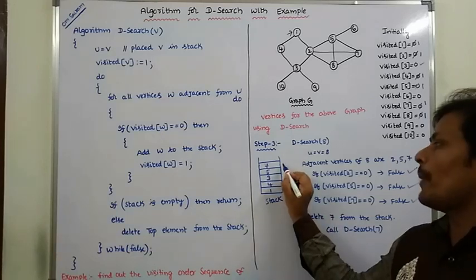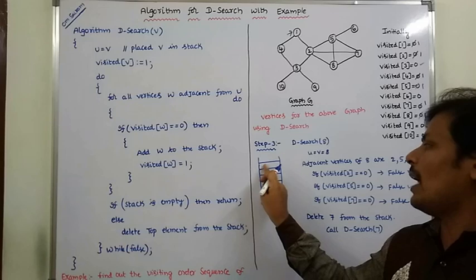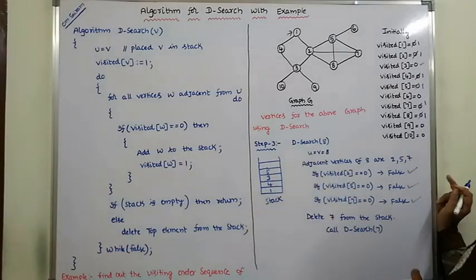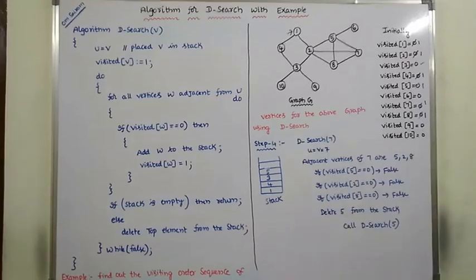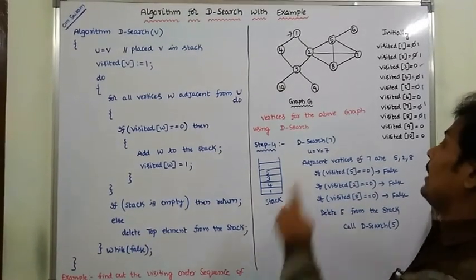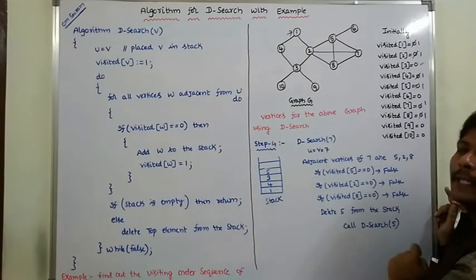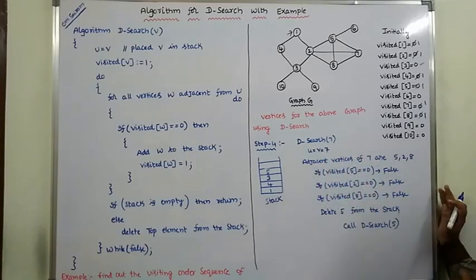So now top element is 7. So now 7 can be deleted from the stack. Whatever the deleted element is, now call dsearch of 7. So now go to step 4, dsearch of 7. After deleting 7 from the top of the stack, now this is the stack. Now call dsearch of 7.